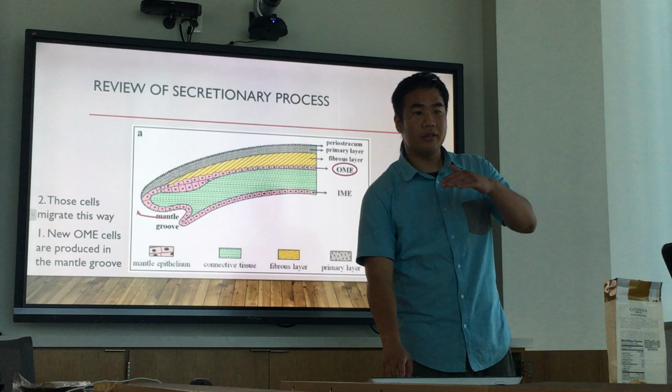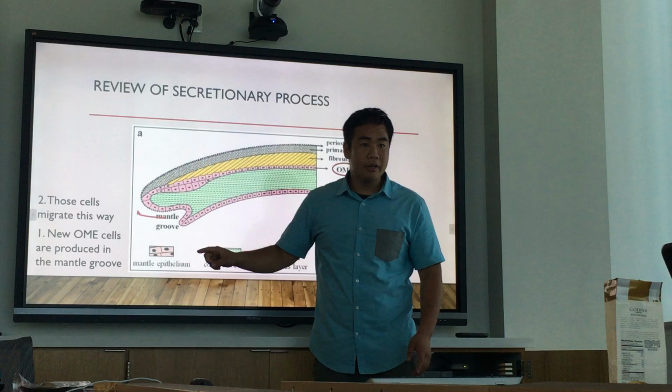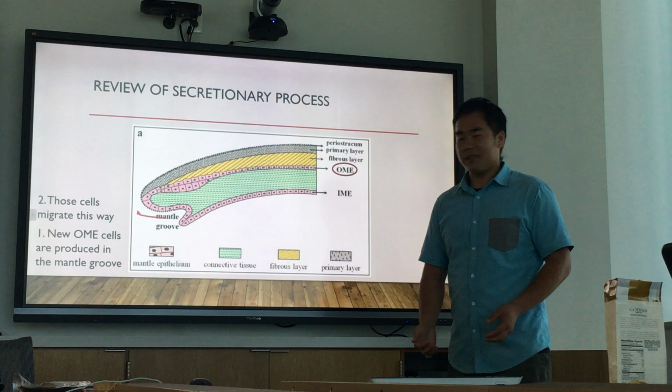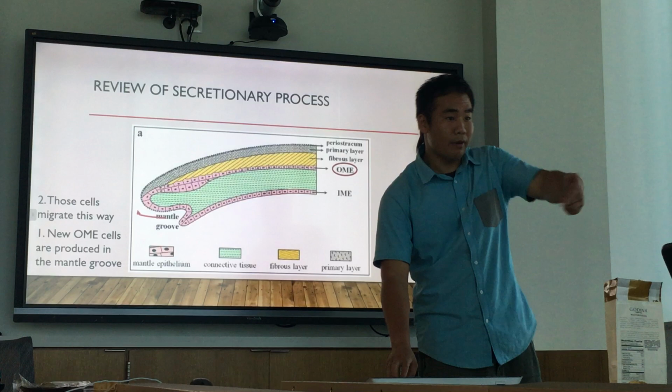They migrate as a conveyor belt. Okay, so these cells just migrate this way in order to get in contact with the shell. Looking at the placement of the mantle epithelium cells versus the shell, which part of the shell does it form first? The primary layer. Yes, but there's a layer before that. But you're on the right track, right?